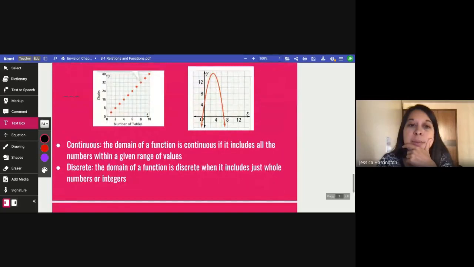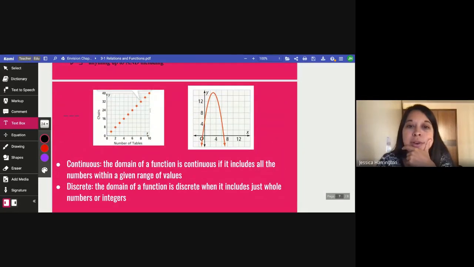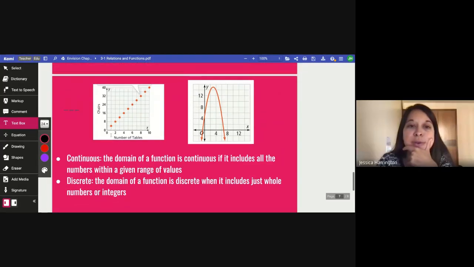All right, let's try a couple more. So here are our two functions. We just did this one, right? And then here is another one where it's just a number of points. So two more vocabulary words you want to write in your notebook today are continuous and discrete. So continuous means that the domain of a function is continuous, and it includes all the numbers within a given range or value, right?